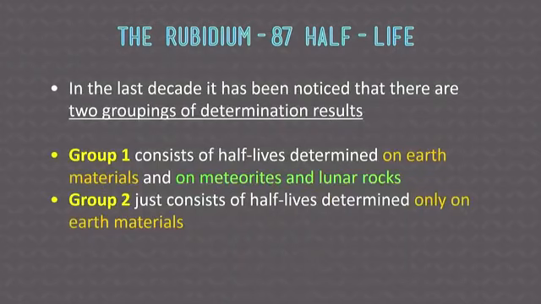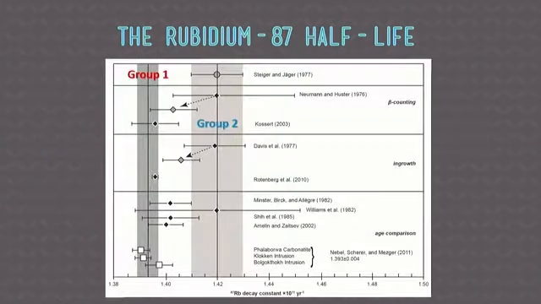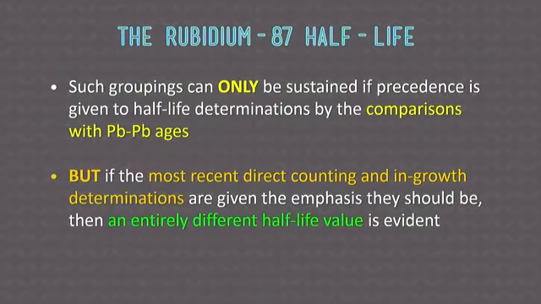But the interesting thing is in the last decade, there have been two groupings of determination results. Group 1 consists of half-lives of rubidium based on measuring Earth materials and meteorites and lunar rocks, and Group 2 only using Earth materials. And so they've found there's this disparity depending on the starting materials that you use. Such groupings can only be sustained if precedence is given to half-life determinations by comparison with the lead ages, in other words, tweaking the rubidium-strontium.